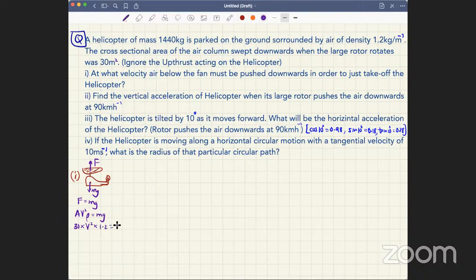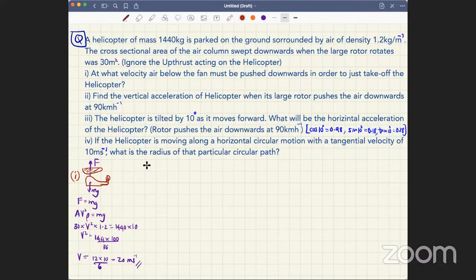Mass is 1440 into 10. These are the numbers, correct? So I'm getting v squared equal to 144 into 100 divided by 1.2 into 30, which is 36. So v will be a perfect answer because of the square root of everything. 12 is the square root of 144, 10 is the square root of 100, 6 is the square root of 36, which means the answer I'm getting is exactly 20 meters per second. 20 meters per second for the first one.